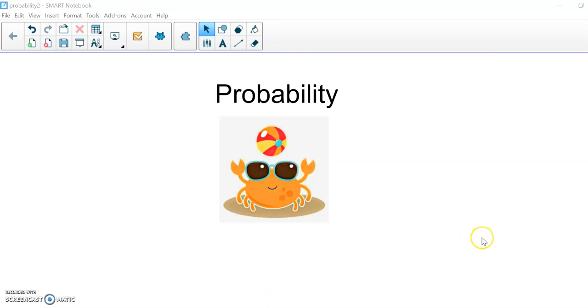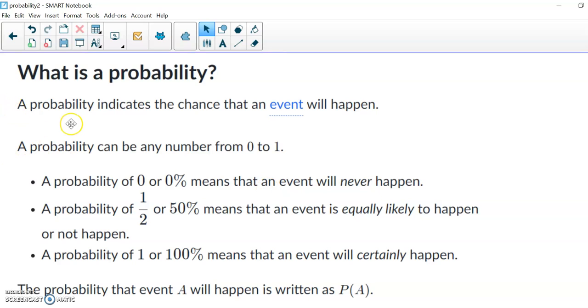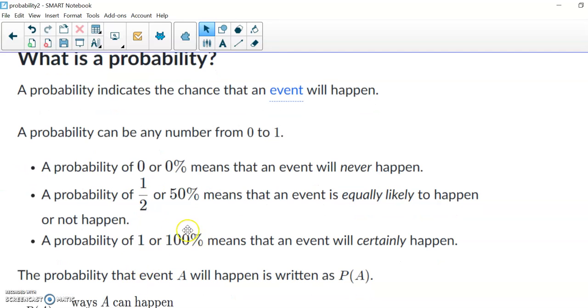This is Algebra 1, and we're going to do a lesson on probability. So first of all, what is probability? Probability indicates the chance that an event will happen. And your probability can be anywhere from 0 to 1. 0 meaning there's no chance that that's going to happen, and 1 is 100% sure that that's going to happen.